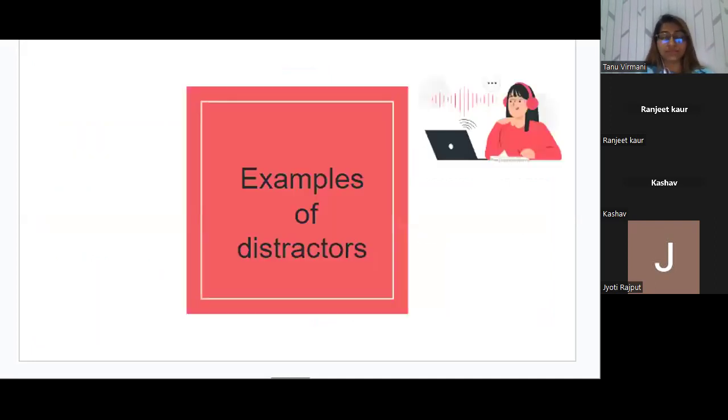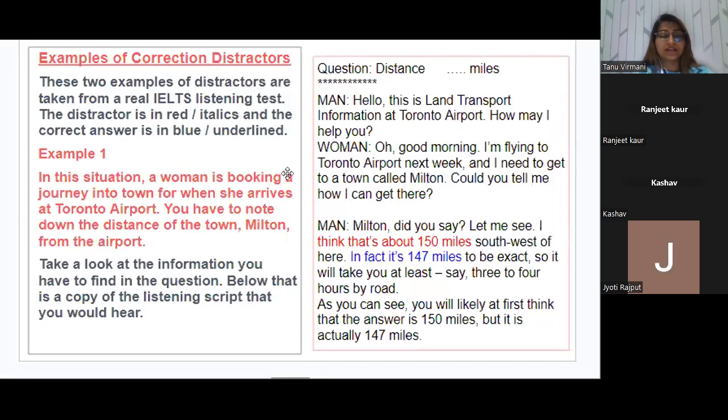Let's see a few examples of distractors. These two examples of distractors are taken from the real IELTS listening test. The distractor is in red color, right? And the correct answer is in blue color. So see this. Can you see the example here on the right side of the screen?